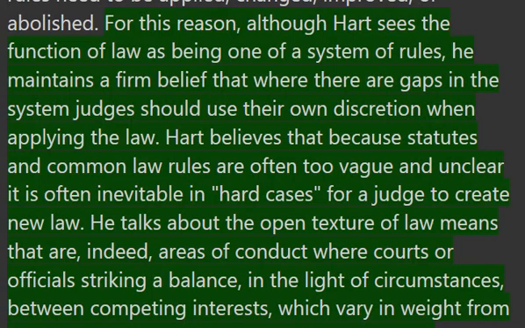For this reason, although Hart sees the function of law as being one of a system of rules, he maintains a firm belief that where there are gaps in the system, judges should use their own discretion when applying the law. Hart believes that because statutes and common law rules are often too vague and unclear, it is often inevitable in hard cases for a judge to create new law.